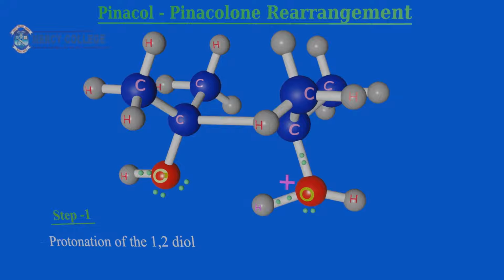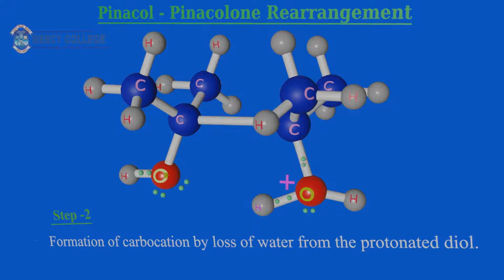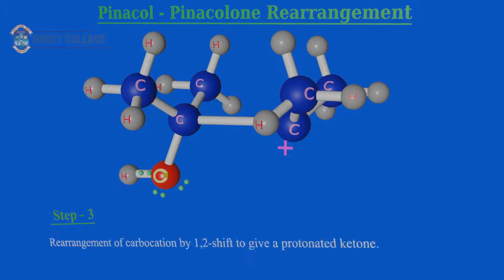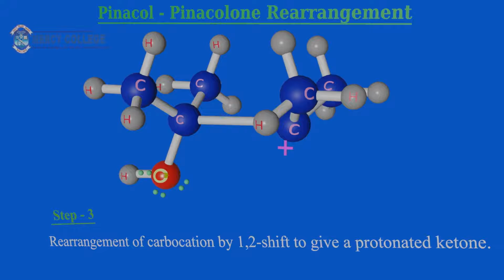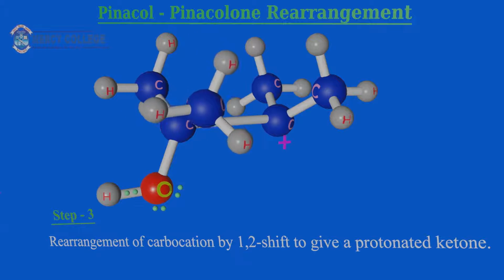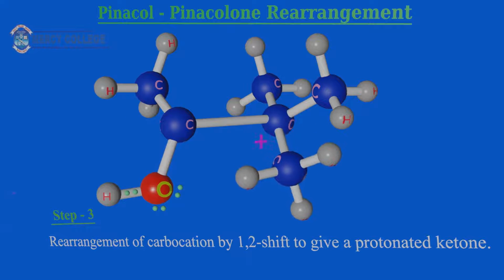Now, in the second step, a carbocation is formed by loss of water from the protonated diol. So you can see here a carbocation is formed and a water molecule is leaving. Now in the third step, a rearrangement of the carbocation occurs by a 1,2 shift. A methyl group from the adjacent carbon is migrated to this carbon and a new carbocation is formed.